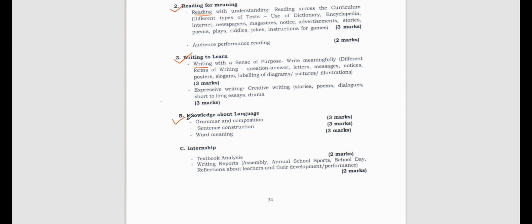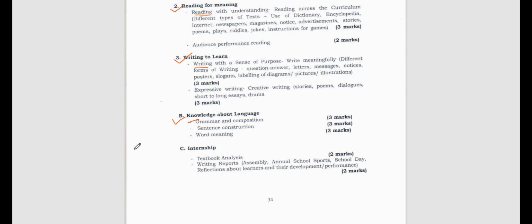So grammar and composition, you know very well what grammar is, right? You have to know the parts of speech, like noun, pronoun, verb, adverb, adjective, conjunction, interjection, then interrogation, articles, determiners, modals, all these things you have to know, right? Then composition is very easy. Then sentence construction: you should know how to put the correct form of the verb. You have to take care of the subject and the object in a sentence. All these things you need to take care of.